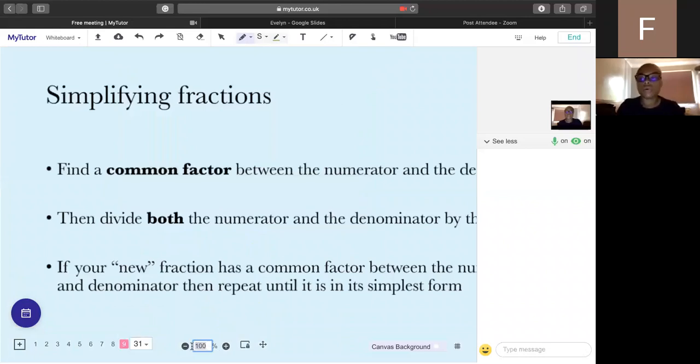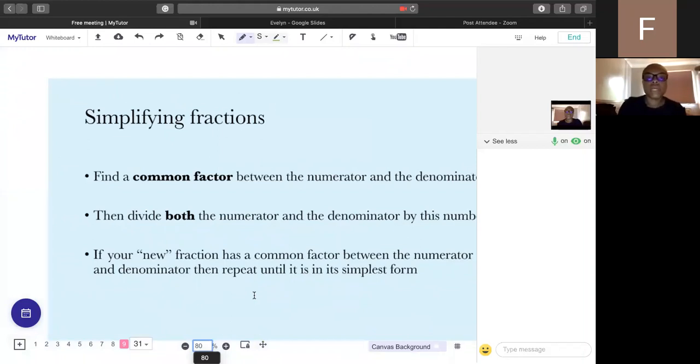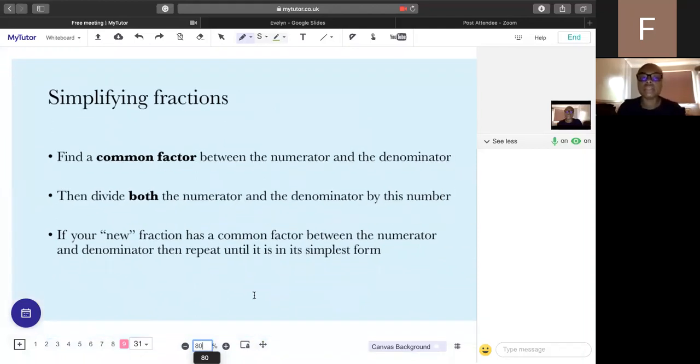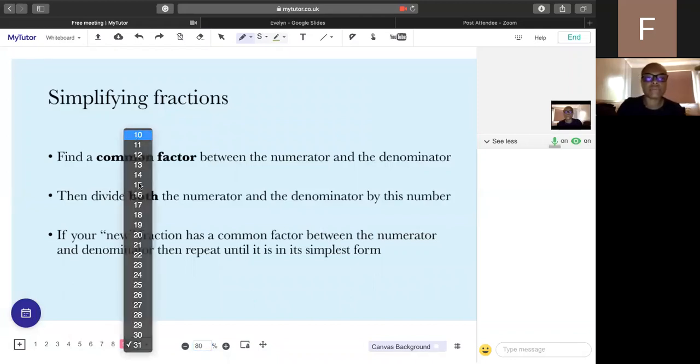So now that we know what equivalent fractions are, we're now going to be able to simplify fractions. So to simplify fractions, we need to find a common factor between the numerator and the denominator, then divide both the numerator and the denominator by this number. And then if your new fraction has a common factor between the numerator and denominator, we're going to repeat it until we can't find any common factors between your numerator and your denominator. So if I go through an example, this will probably make a little bit more sense.